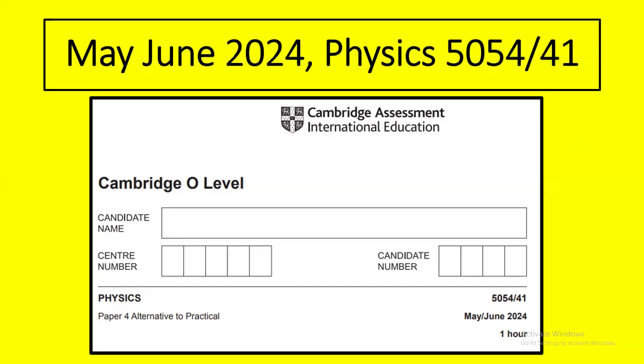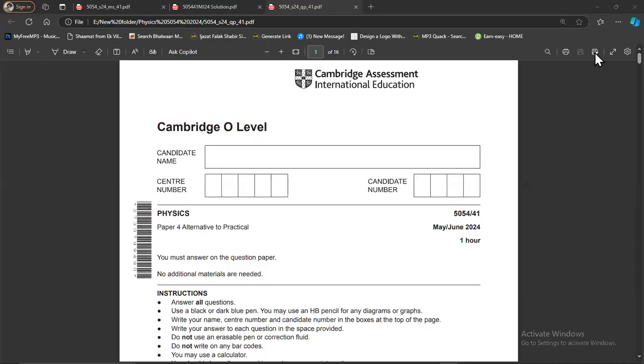Physics 5054. Today we have set our hearts to solve an ATP paper. We call it paper 4. And for this purpose, we have selected the May June 2024 4-1 paper. The time allowed for this paper is 1 hour, and the marks for this paper are 40. So let's start today's paper.